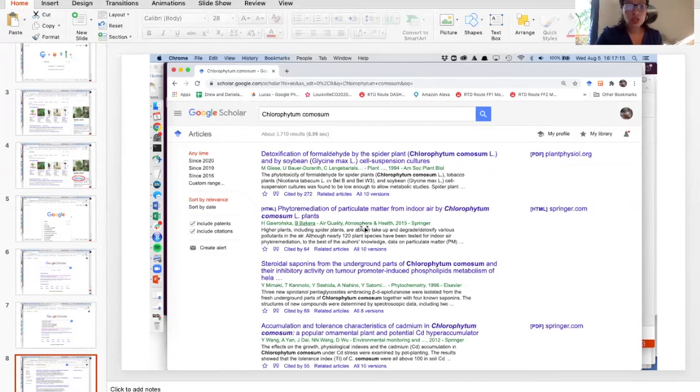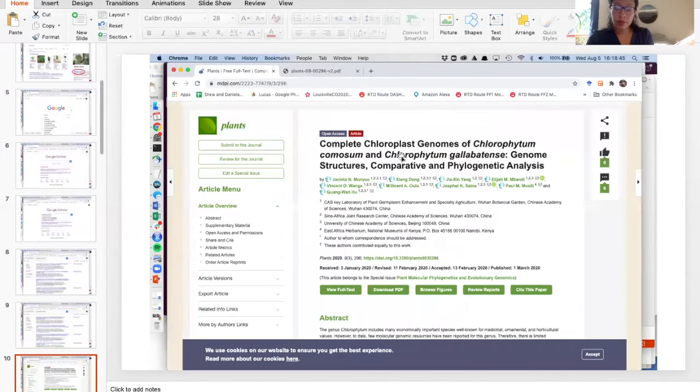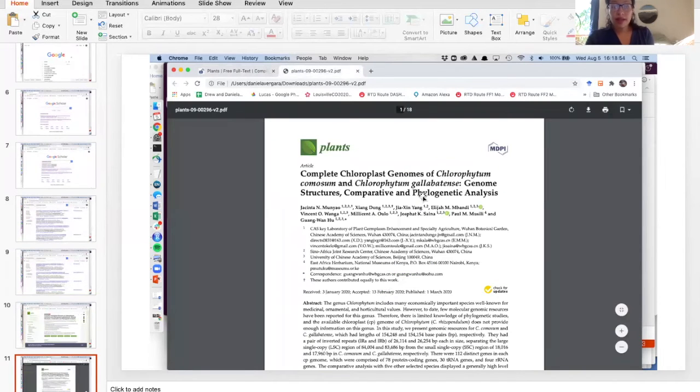But now I want to sort them through time. So I can go here in this site of my Google Scholar page and sort them through time. So I want to see the ones that have been published since 2020. And I find that the first hit is the complete chloroplast genomes of spider plants, Chlorophytum comosum. So I click on that paper. This is what I get. I download the PDF, and it's this paper that describes the chloroplast genome.